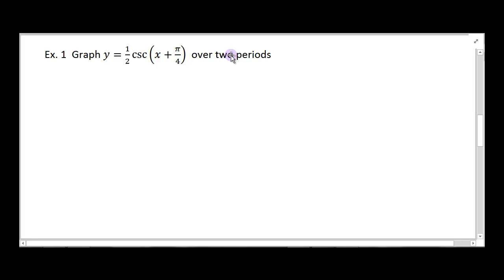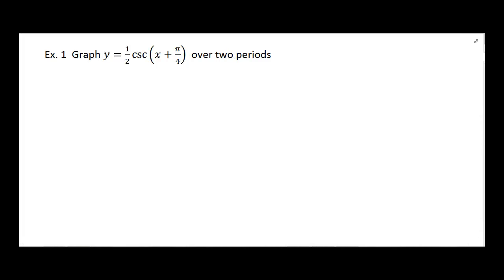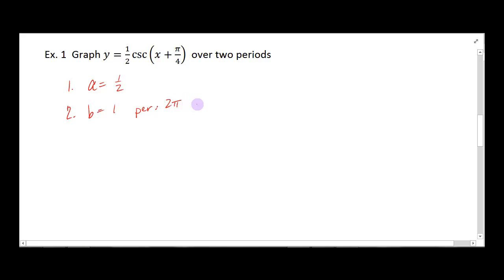We're going to start by identifying what A is, and although I don't have an amplitude for cosecant, I still need to know what A is when I graph this on the y-axis. So A in this case, since this value is being multiplied to the function, is 1/2. Now B in this particular function is 1, and therefore the period, which is 2 pi over B, would just be 2 pi.